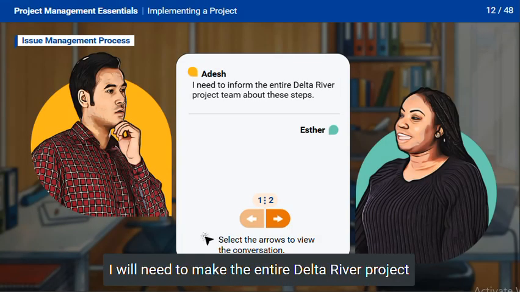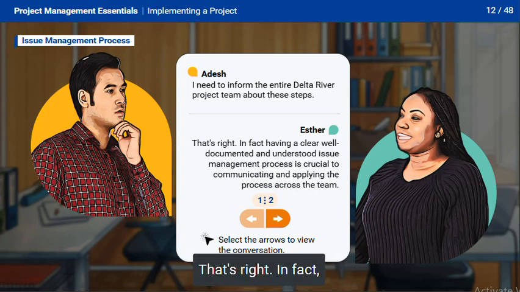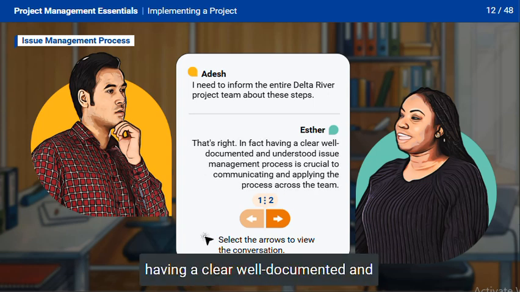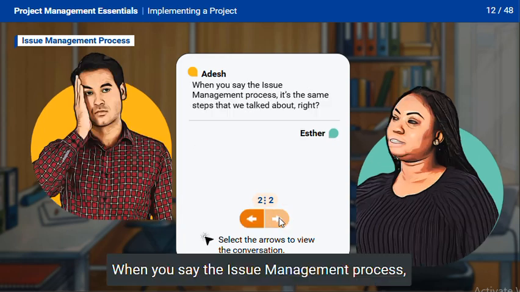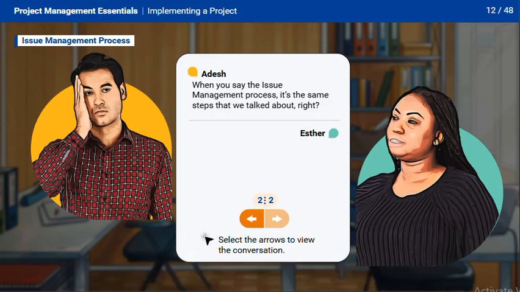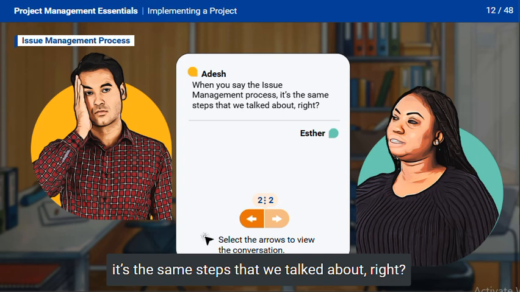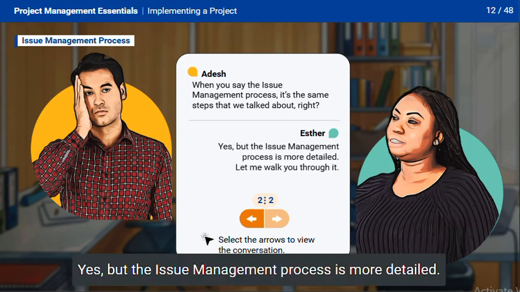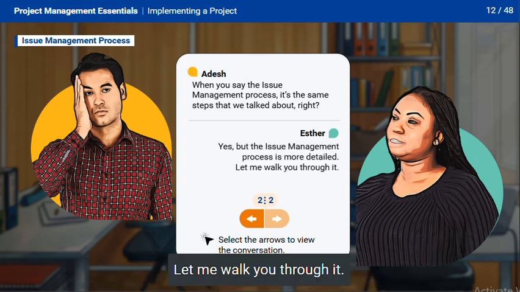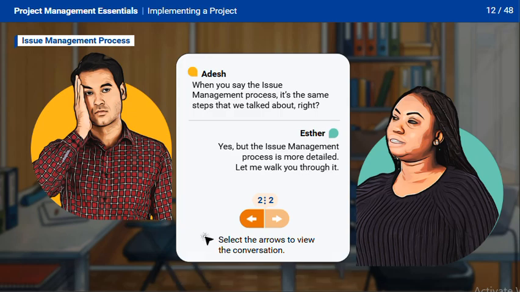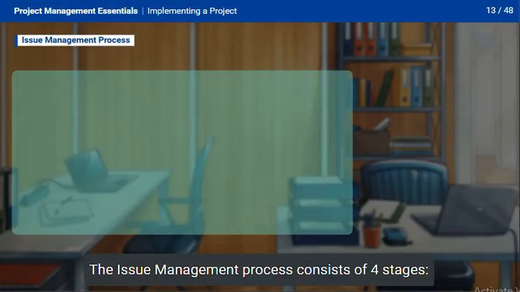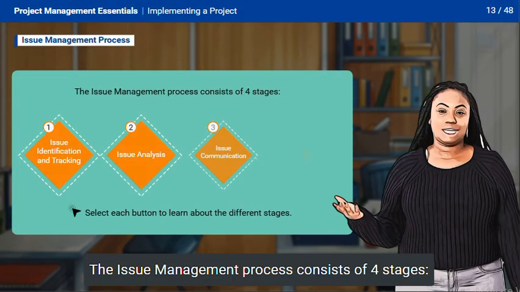Clearly, I will need to make the entire Delta River project team aware of these steps. That's right. In fact, having a clear, well-documented and understood issue management process is crucial to communicating and applying the process across the team. When you say the issue management process, it's the same steps that we talked about, right? Yes, but the issue management process is more detailed. Let me walk you through it. The issue management process consists of 4 stages.